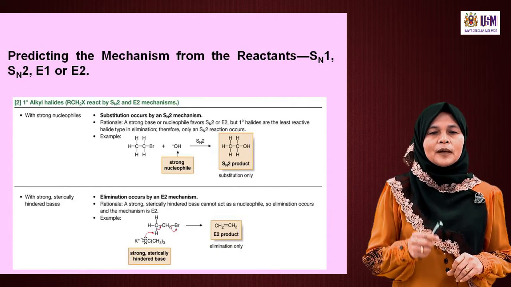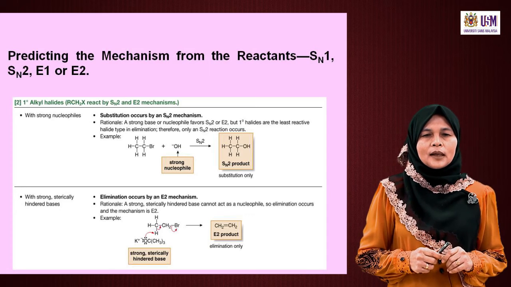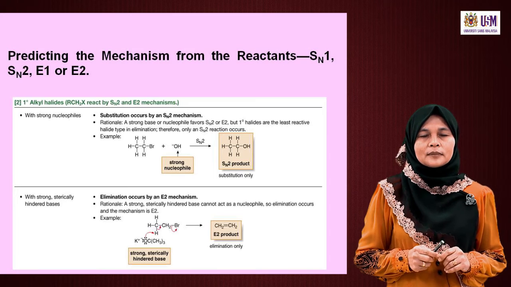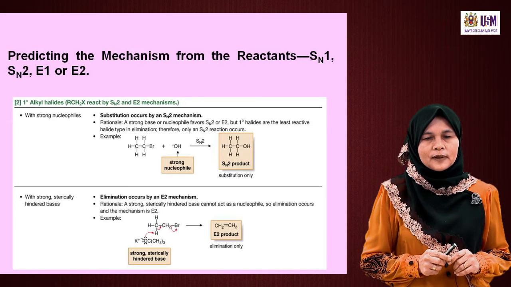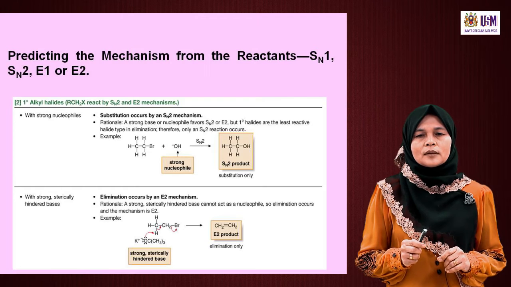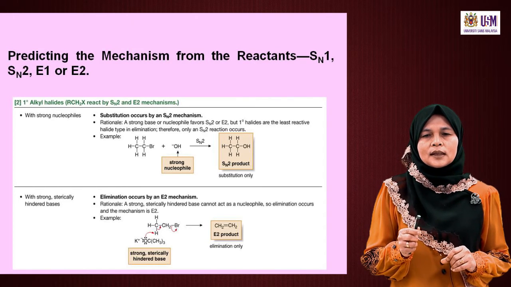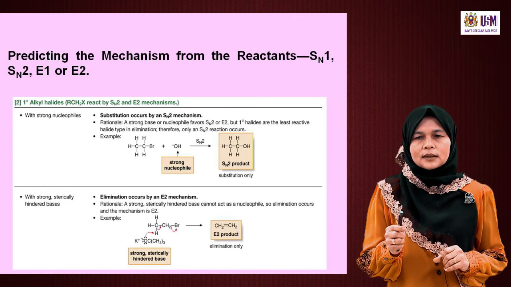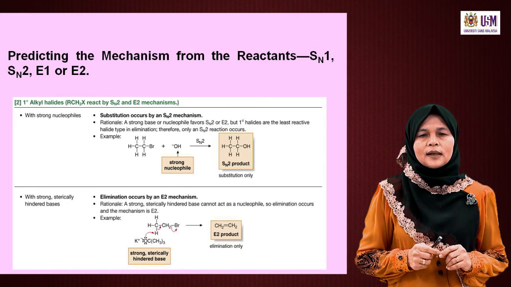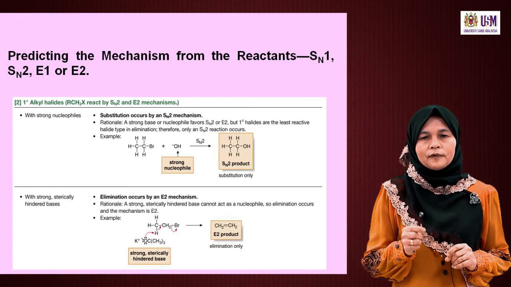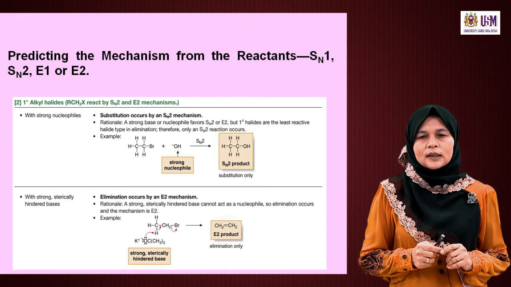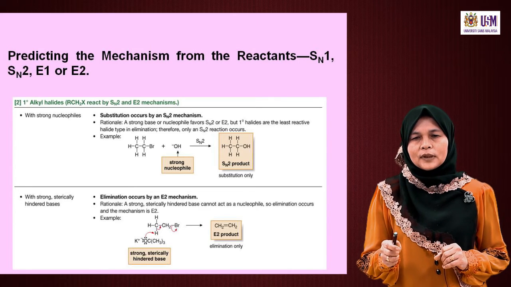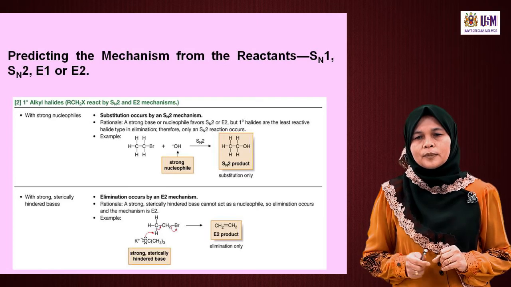How about for the primary alkyl halide? Primary alkyl halides react by SN2 and E2 mechanisms, but with strong nucleophiles. A strong base or nucleophile favors SN2 or E2, but primary halides are the least reactive halide type in elimination. Therefore, only the SN2 reaction occurs. So then, from this reaction, we can produce only the SN2 product.